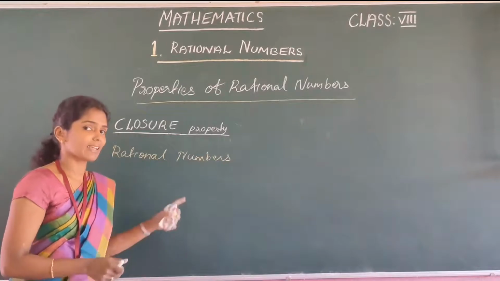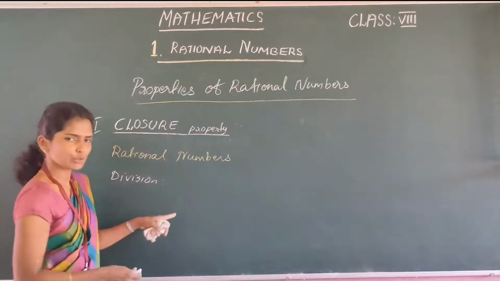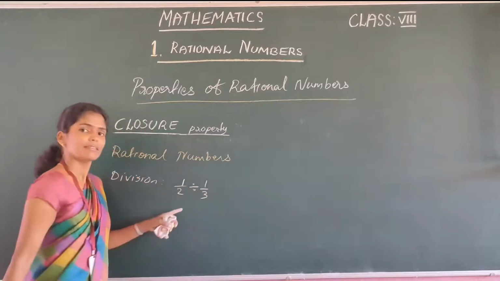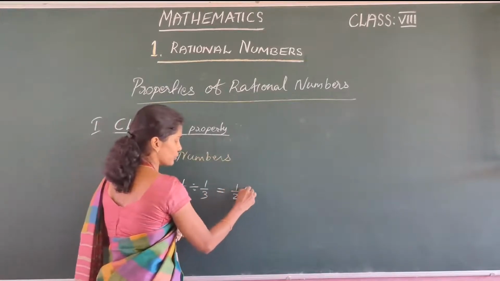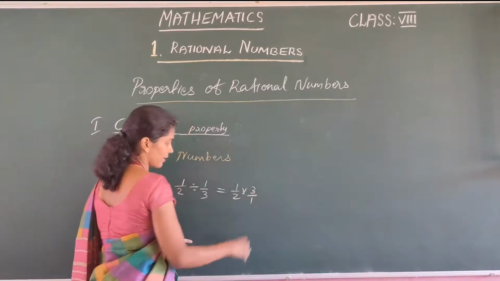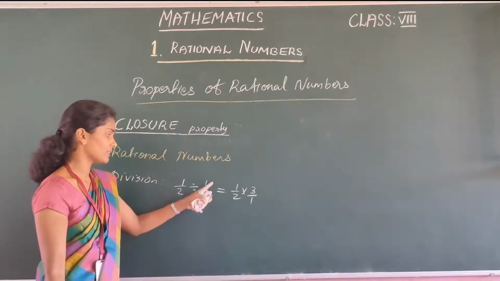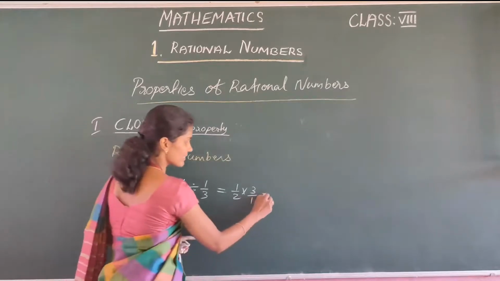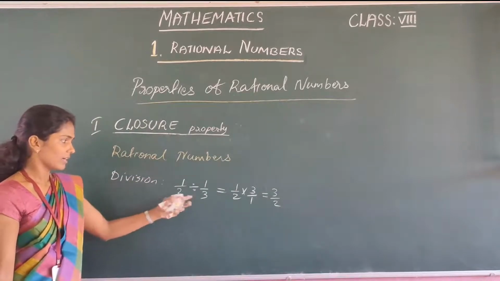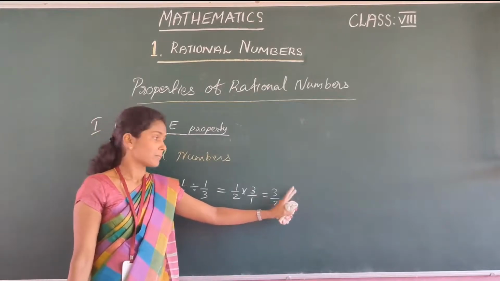Then what about in the case of division? In the case of division, take any two rational numbers. Here I take 1 by 2 divided by 1 by 3. What is the result? 1 by 2 into the reciprocal of 1 by 3, that is 3 by 1. Here this is division, here multiplication. So the result is 3 by 2. This is a rational number, right? Division of two rational numbers is a rational number in some cases.